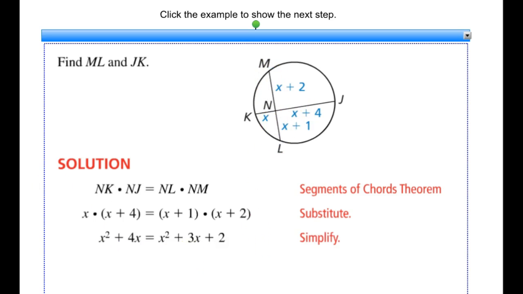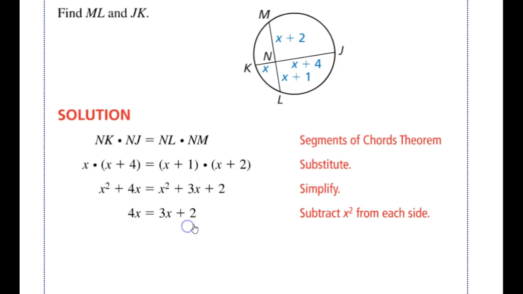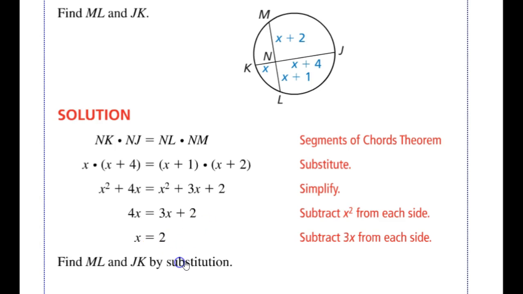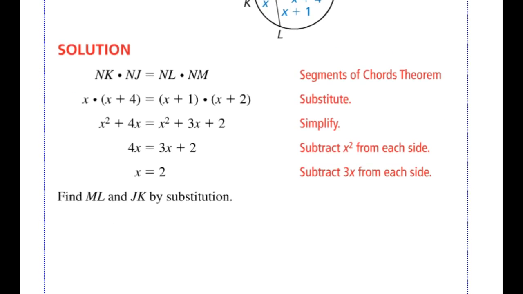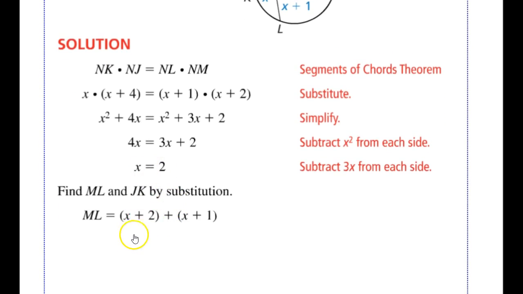Then I can go ahead and multiply those out and simplify. Then I want to subtract this x squared from each side. Then I'm going to subtract 3x from both sides, so I end up with x equals 2. But this was not necessarily my final answer. I was asked to find ML and JK. So now that I know what x is, I can substitute that in.